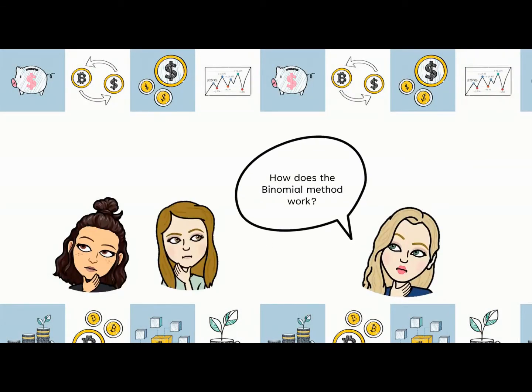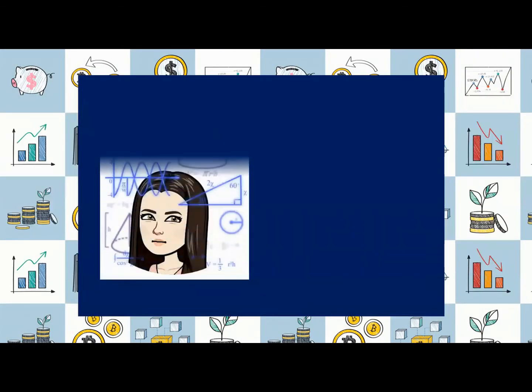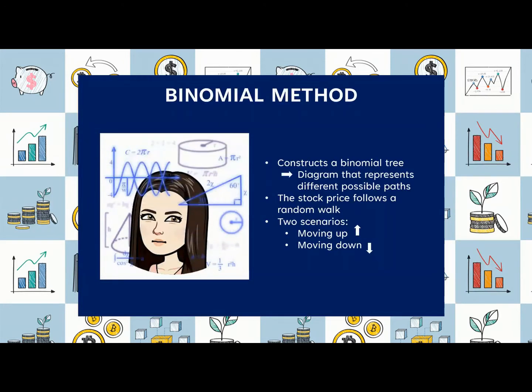How does the binomial method work? A very popular technique for pricing an option is the binomial method. This method involves constructing a binomial tree. As we saw in our probability course, this is a diagram that represents different possible paths. In this case, the paths represent the stock price over the life of an option. It is very important to say that we are assuming the stock price follows a random walk. In each step, it has a certain probability of moving up by a certain percentage amount and a certain probability of moving down.